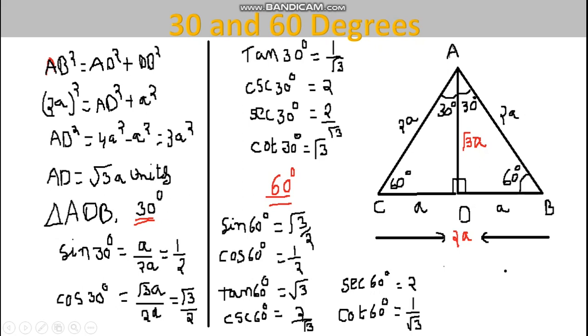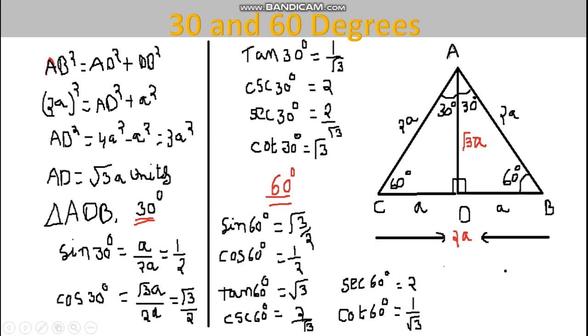Cos 30, side adjacent to 30 degrees by hypotenuse, that is root 3A by 2A, that is root 3 by 2. Tan 30, side opposite to angle 30 by side adjacent to angle 30, that is A by root 3A, that is 1 by root 3. And cosecant 30 is reciprocal of sin 30, that is 2. Secant 30 is reciprocal of cos 30, that is 2 by root 3. And cot 30, root 3 units.